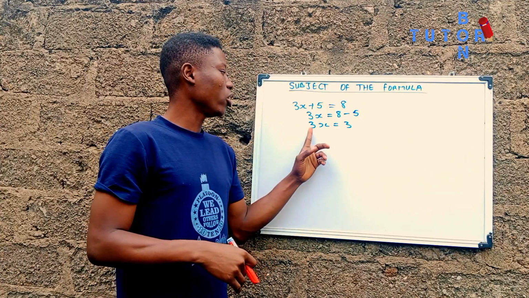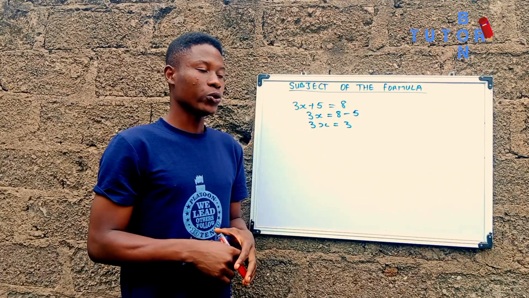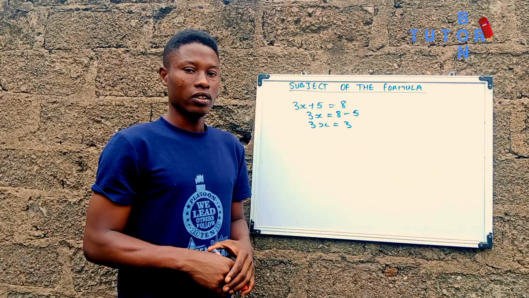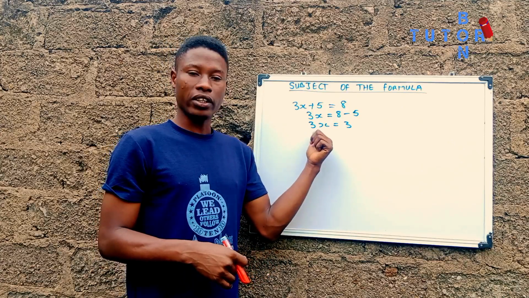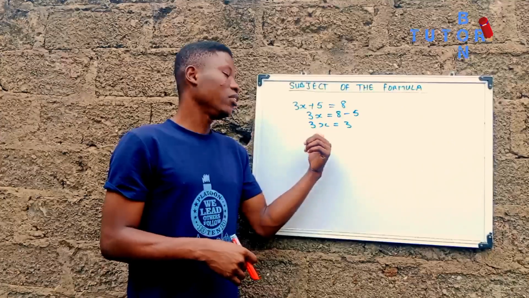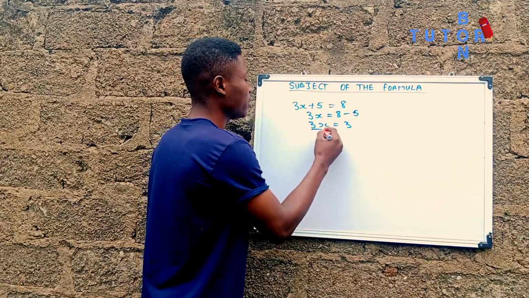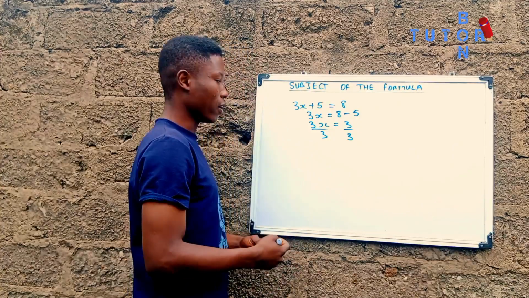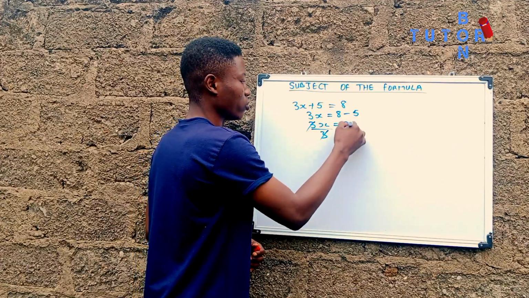Which means this 3 also has to be eliminated from this side. What else are you going to do? You'll be asked to divide both sides by 3. Because in the process of dividing both sides by 3, you will be eliminating 3 from x and leaving x alone at this side. That is, you divide this side by 3 and you divide this side also by 3. The 3 here cancels this 3 and the 3 here also cancels this 3.